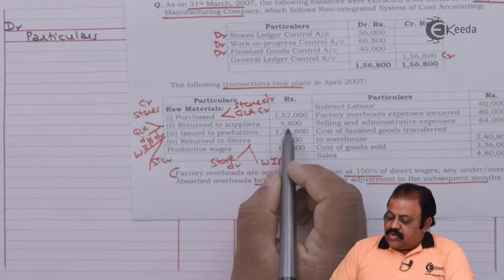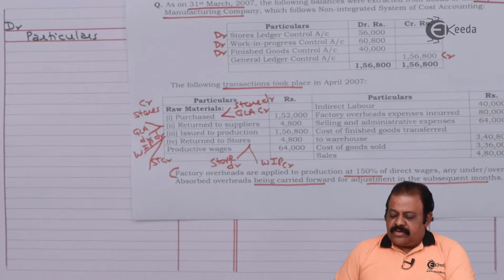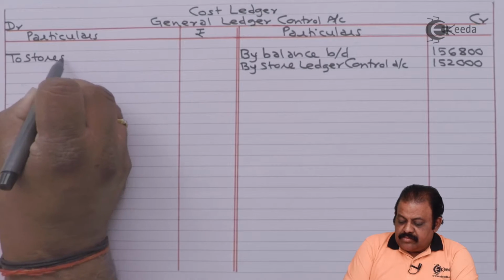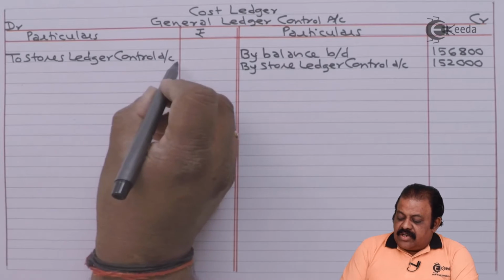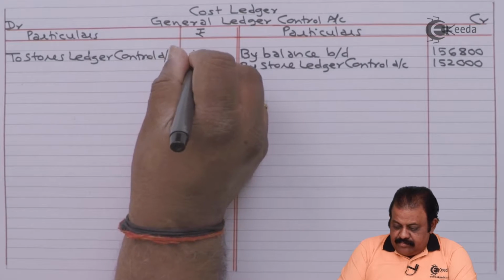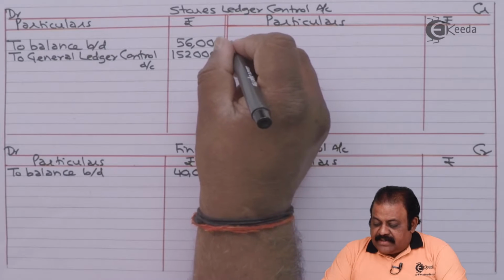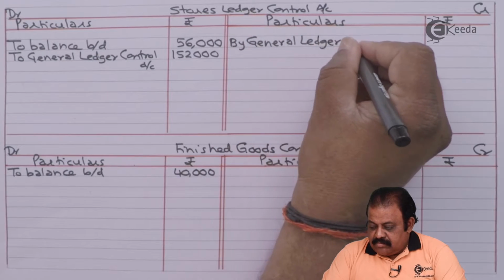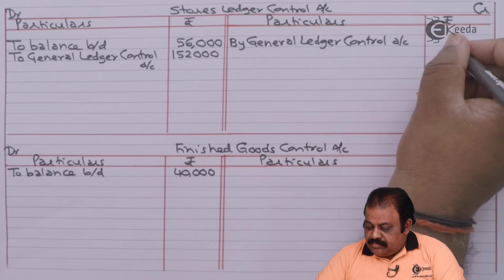Material returned to suppliers 4,800. This will be credited to stores ledger control account and debited to general ledger adjustment account. General ledger adjustment account debit to stores ledger control account 4,800. In stores ledger control account on credit side, by general ledger control account 4,800.